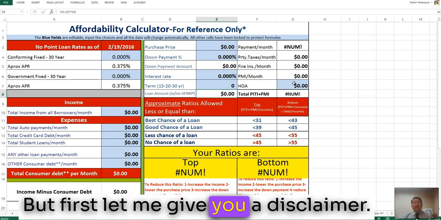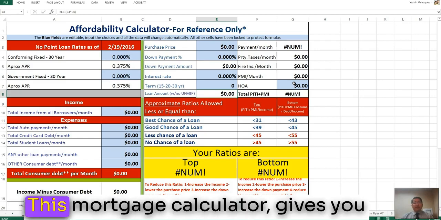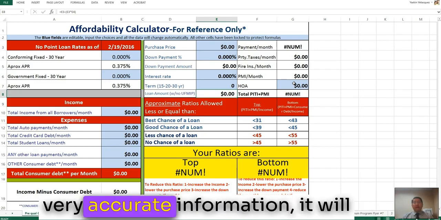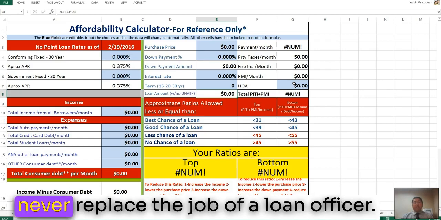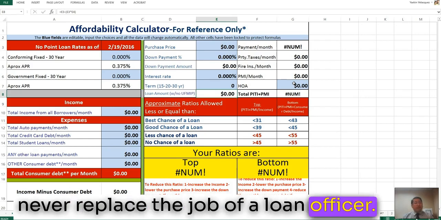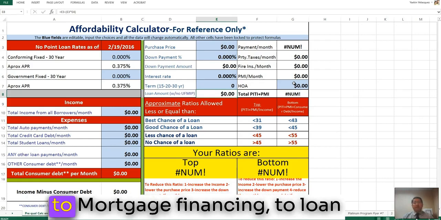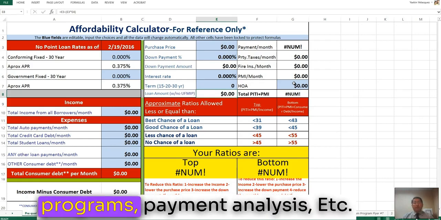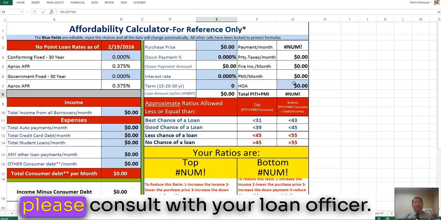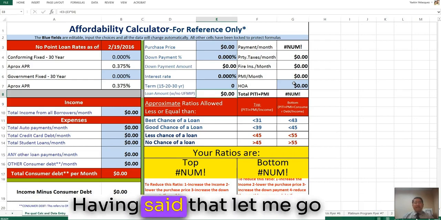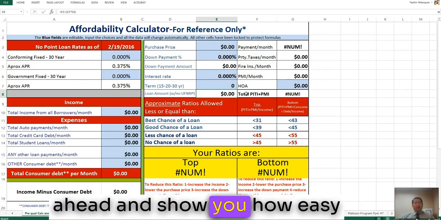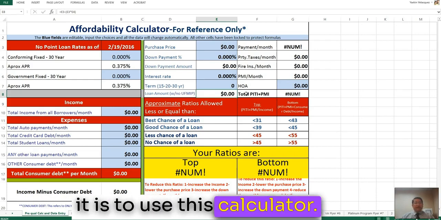But first, let me give you a disclaimer. This mortgage calculator gives you very accurate information. It will never replace the job of a loan officer. So my recommendation is that if you have any questions in regards to mortgage financing, loan programs, payment analysis, etc., please consult with your loan officer. Having said that, let me go ahead and show you how easy it is to use this calculator.